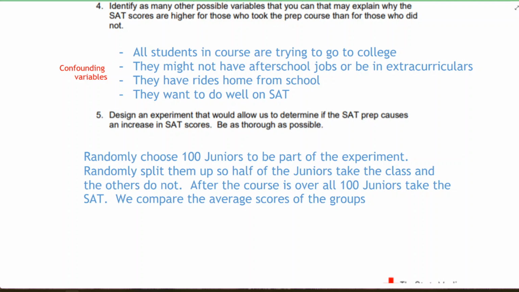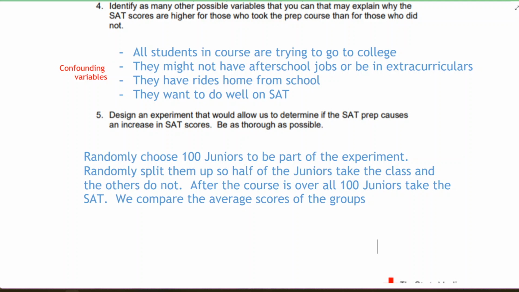Now, the reason why this is good is that using the randomization, it's likely that some of the juniors in treatment group 1 will, for example, be trying to get into college. Also, we'll have some of those juniors in treatment group 2 who are trying to get into college. So that equalizes that confounding variable among the two groups. It doesn't eliminate the confounding variable. It just makes two groups as even as possible in relation to that one confounding variable.